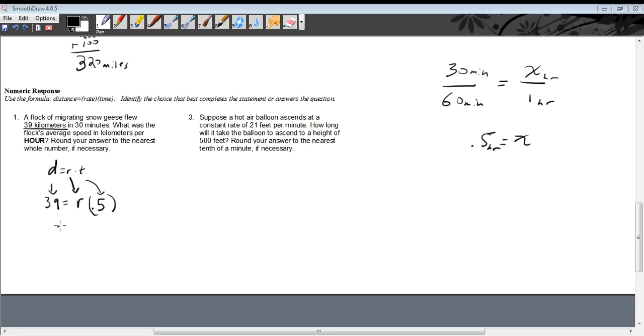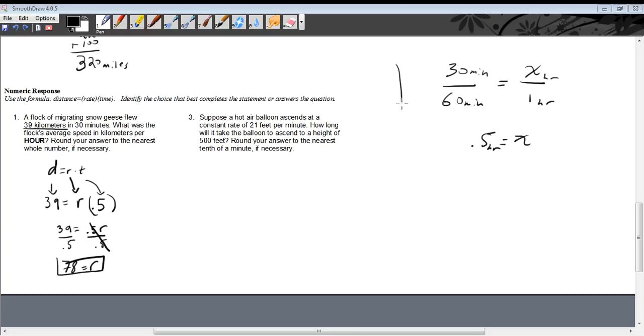So let me rewrite this as 39 is equal to 0.5 r. Now I need to solve for r, isolate it, do the inverse operation, which is dividing by 0.5 on both sides, which gives me, these cancel. 39 divided by 0.5 is going to be 78.